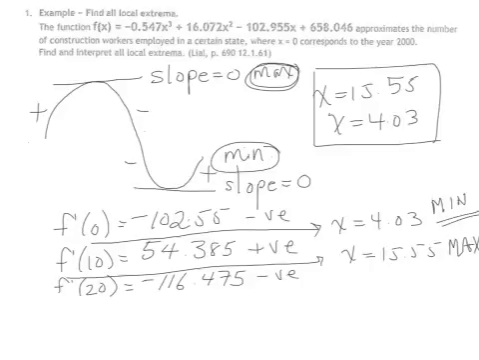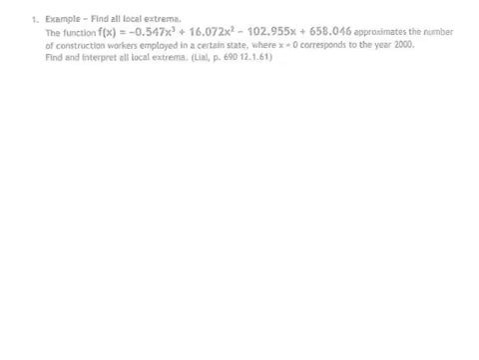The next part of the question says to evaluate the number of construction workers employed at that maximum and minimum point. So let's see how we would do that. To determine what the maximum number of construction workers employed was and the minimum number, we're going to substitute our values at the extrema back into the original function.